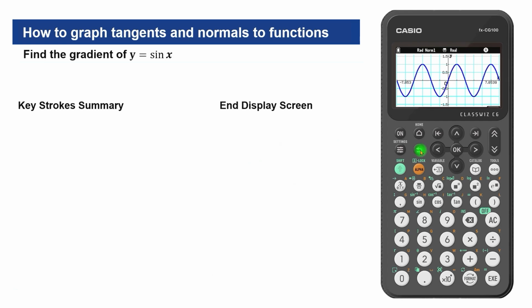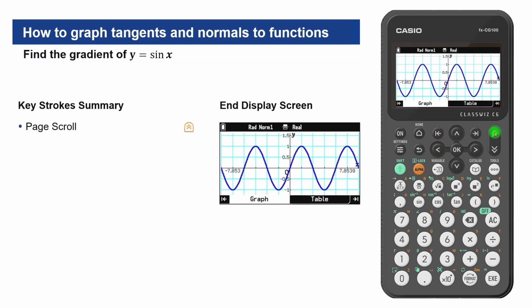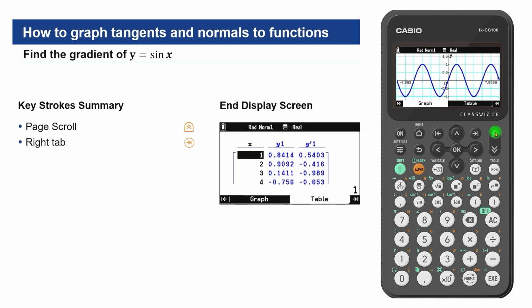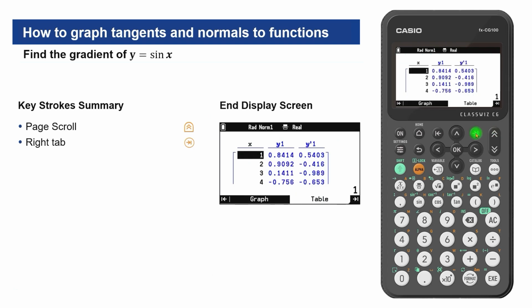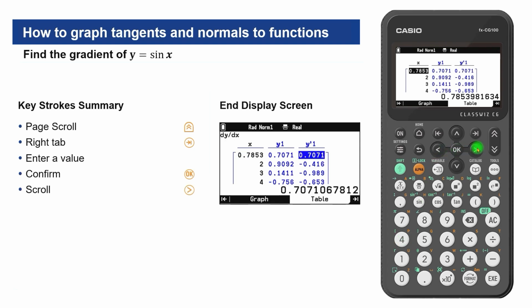An alternative method for evaluating functions and derivative values is to use Table. Page scroll up to display the tabs, and Right tab to the Table tab. The table is automatically populated with truncated function and derivative values. For specific x values, enter them in any row of the x column. And confirm. Scroll to highlight individual values to display a full decimal.